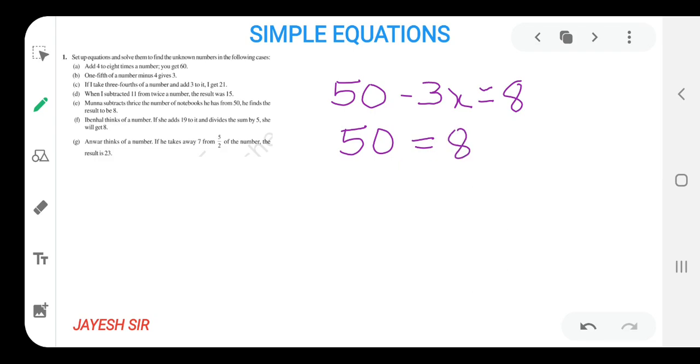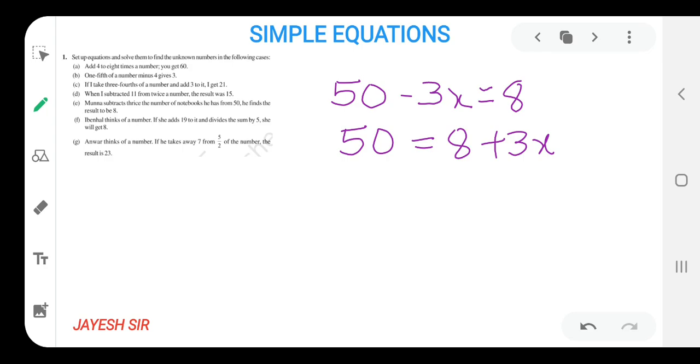Now minus 3x after going this side will become plus 3x. Why have I done this step? Because I want the value of the variable in a positive manner. That's why I have done it like this. The term having the variable can be on either the left side or the right side. Here we are taking it on the right hand side to make it positive.